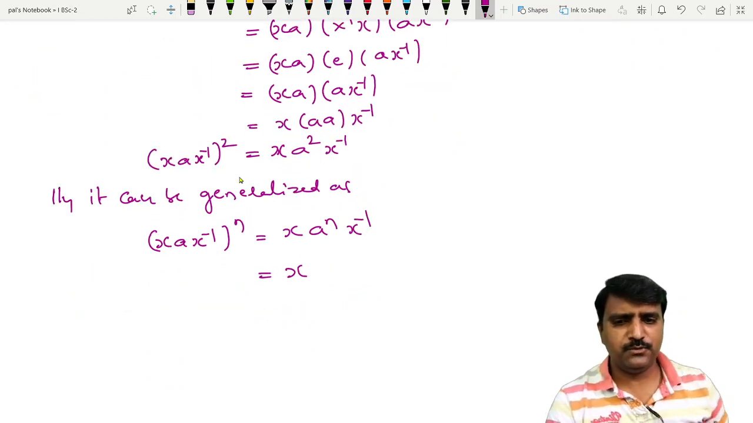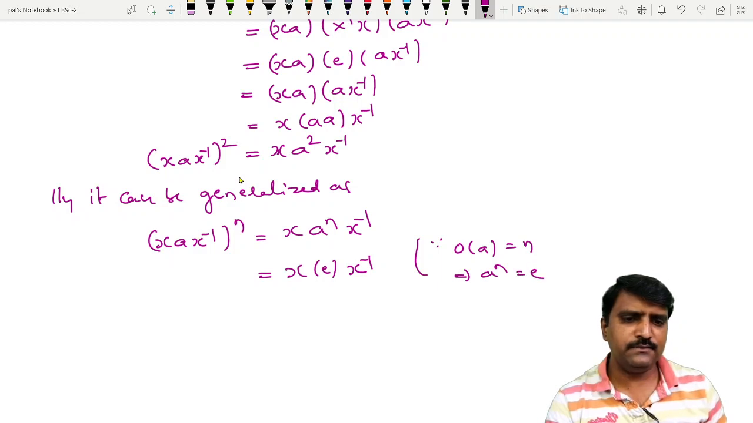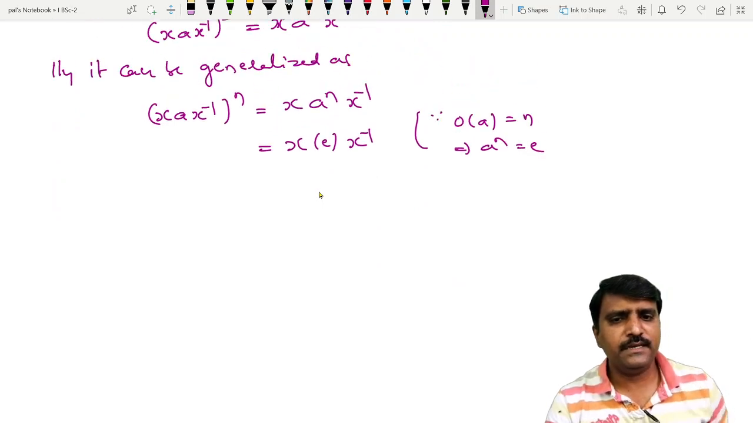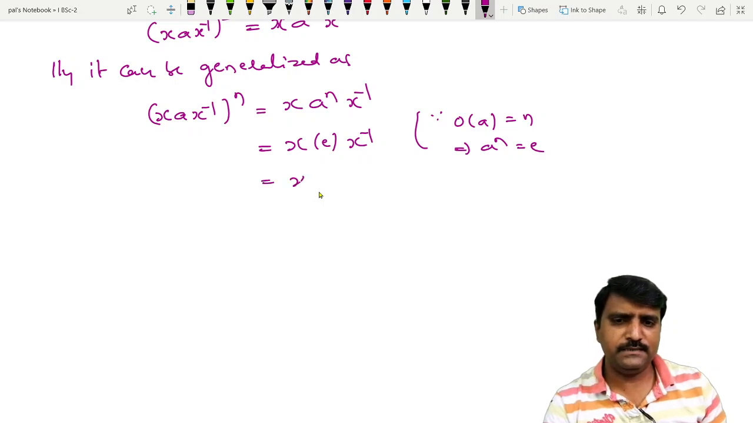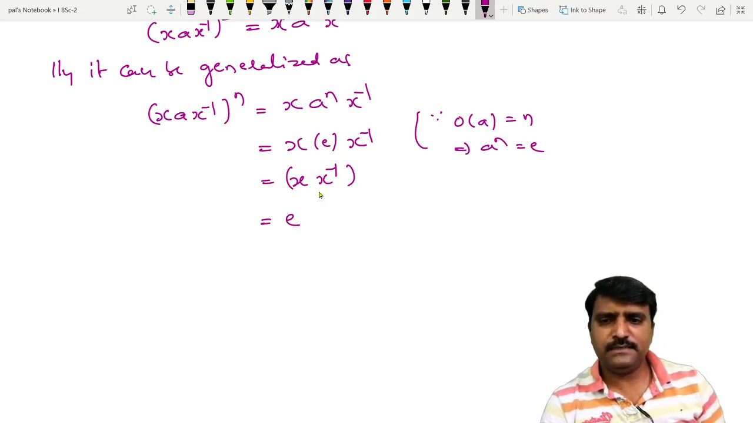So you write a to the power of n is e here, into x inverse. This is because the order of a is equal to n, which implies that a to the power of n is equal to e. If you operate x with e, it gives x only, so it is x into x inverse. Again, x into x inverse can be written as e. Thus x a x inverse to the power n is equal to e.